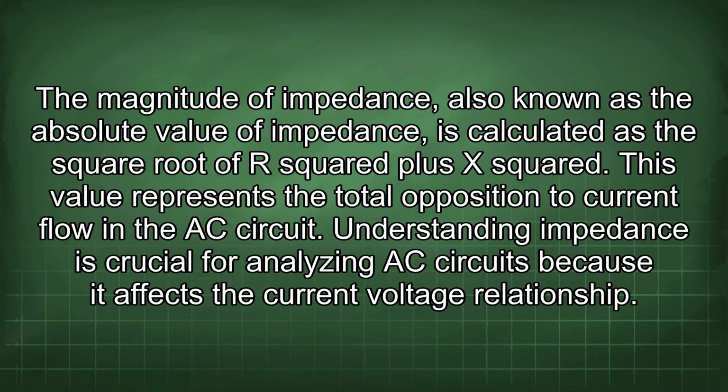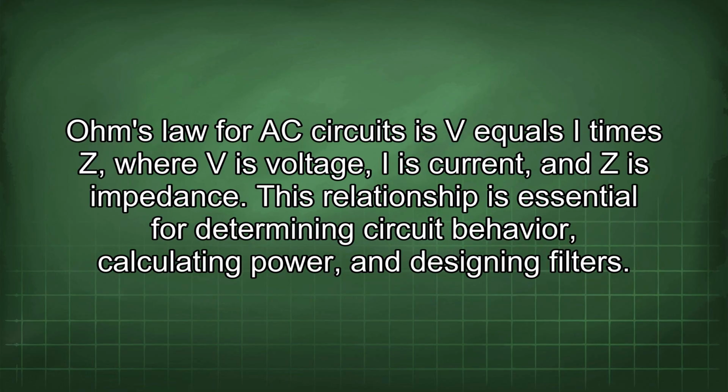Understanding impedance is crucial for analyzing AC circuits because it affects the current-voltage relationship. Ohm's law for AC circuits is V equals I times Z, where V is voltage, I is current, and Z is impedance. This relationship is essential for determining circuit behavior, calculating power, and designing filters.